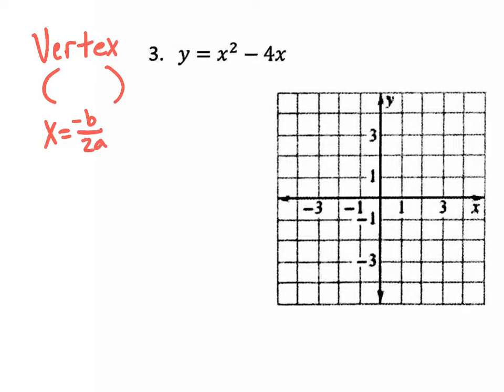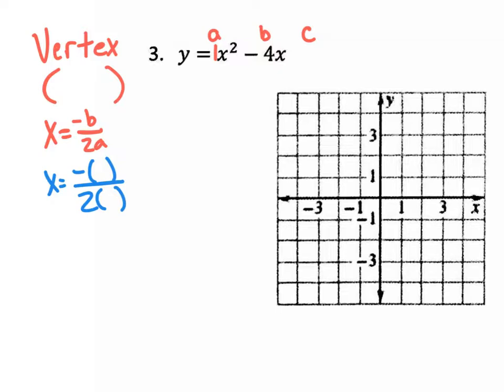Rewrite that formula x equals, but instead of the b, put parentheses, and instead of the a, put parentheses. And then go to your quadratic equation and identify your a value of 1, your b value of negative 4, your c value, which is 0. You don't even use c. So keep in mind, guys, a standard form quadratic trinomial is always ax squared plus bx plus c. The c value has no variable.